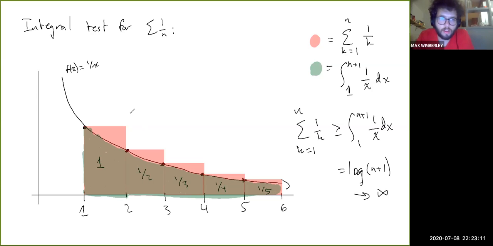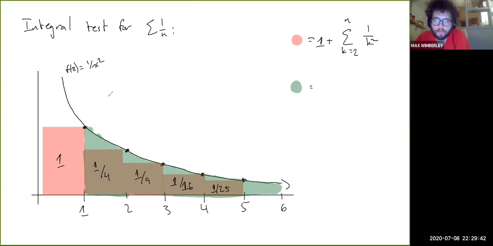Okay, so I'm going to show you how we can use it to show that certain series converge, like the series of 1 over n squared. I'm going to modify the picture a little bit. So now we're going to consider this as the graph of the function f equals 1 over x squared. Sorry, this is n squared. We want to show that this series converges, right?